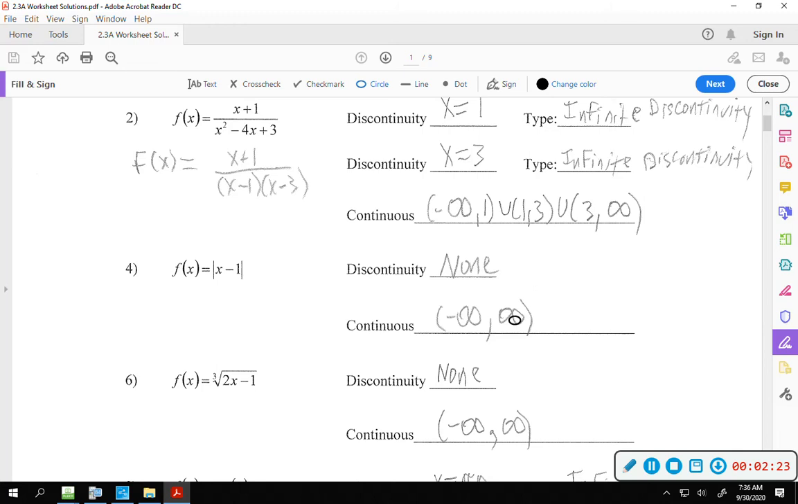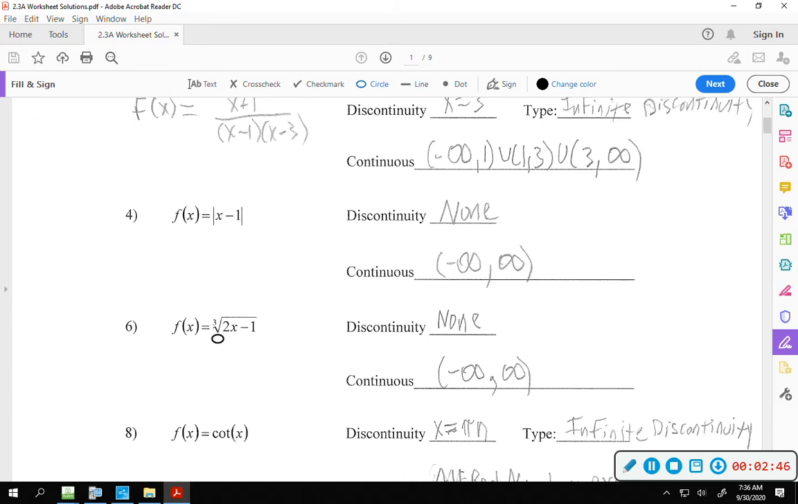There's none. This function is continuous from negative infinity to positive infinity. I'm only using interval notation on the continuous intervals, and that is typically how it would be expressed using interval notation. But it certainly wouldn't be incorrect if you said x is an element of all real numbers. Please do not use ARN.